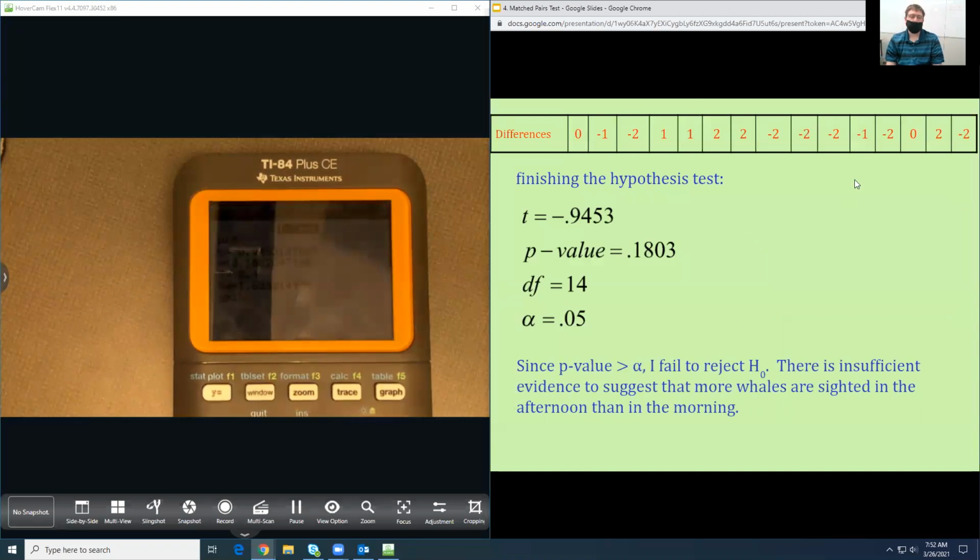All right, don't forget your conclusion at the very end. So since our p-value is greater than alpha, what do we do? We fail to reject the null hypothesis. There is insufficient, however you want to phrase that, evidence to suggest that more whales are sighted in the afternoon than the morning. So again, this is just a run through of tests.